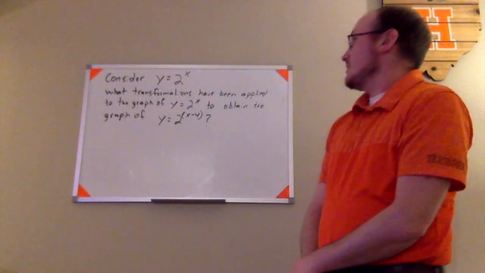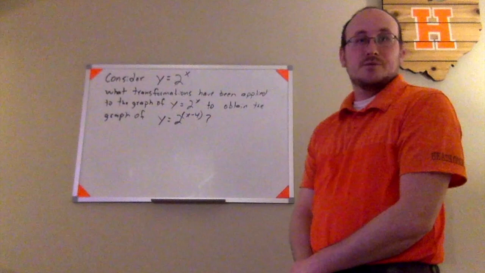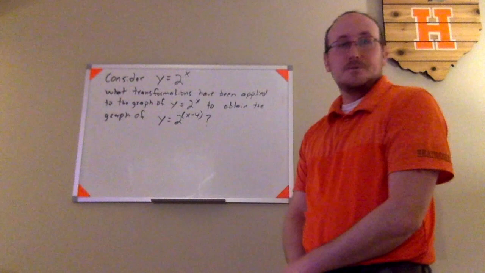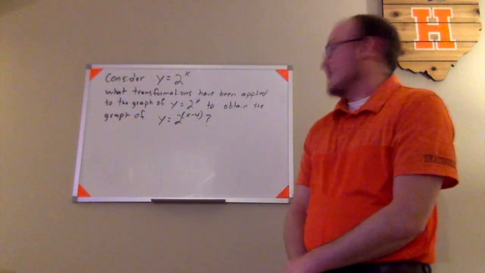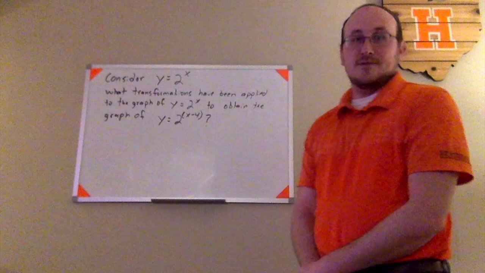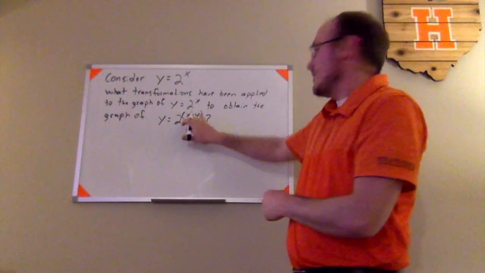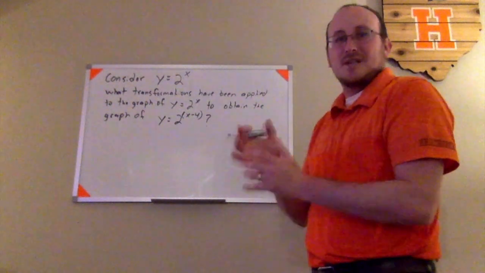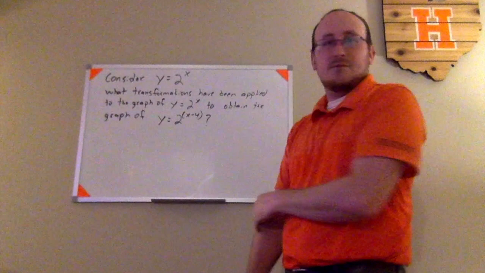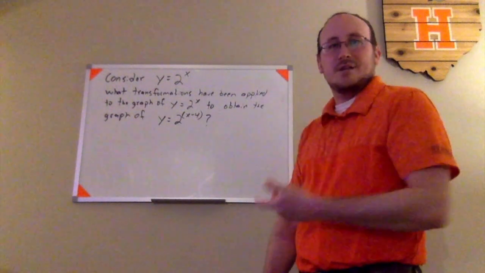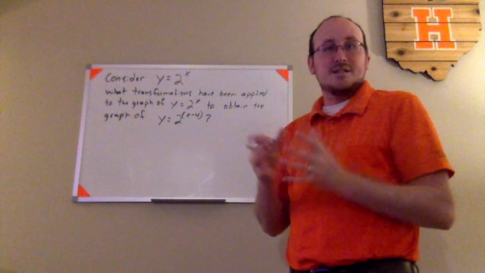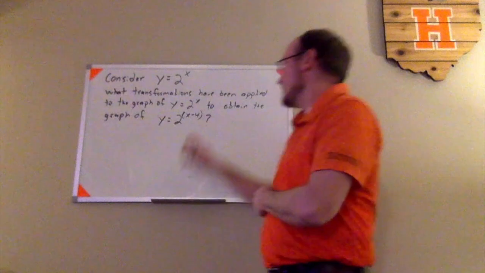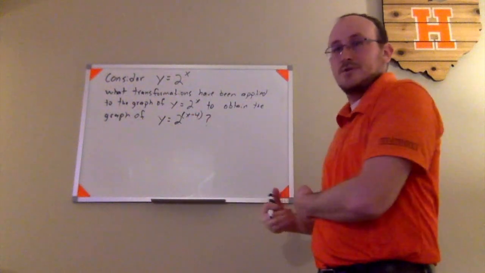In this example, we're going to consider the function y equals 2 to the x. We want to know what transformations have been applied to the graph of y equals 2 to the x to obtain the graph of y equals 2 to the quantity x minus 4. So really the only thing that's different here is this minus 4 in the exponent. That is what I'm calling the interior of this function. As we can recall from previous transformations, when we studied other functions, subtracting 4 on the interior of the function actually moves it right 4 units. So this would be a translation 4 units to the right.